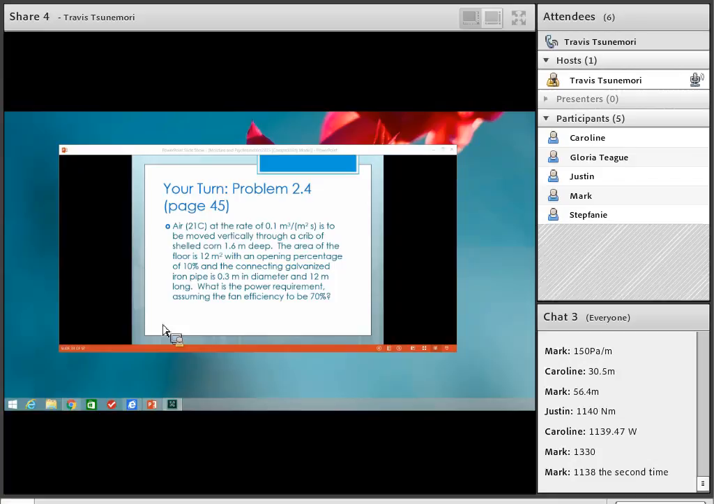Changing subjects a little, we'll circle back to the fans. But now we're going to talk about moisture and psychrometrics. The first thing we're going to review is moisture content in biological materials. Biological materials are going to gain or lose moisture depending on what environment they're in. We quantify the moisture in the material either on a wet basis or a dry basis, and these equations are on page 273 of the text.